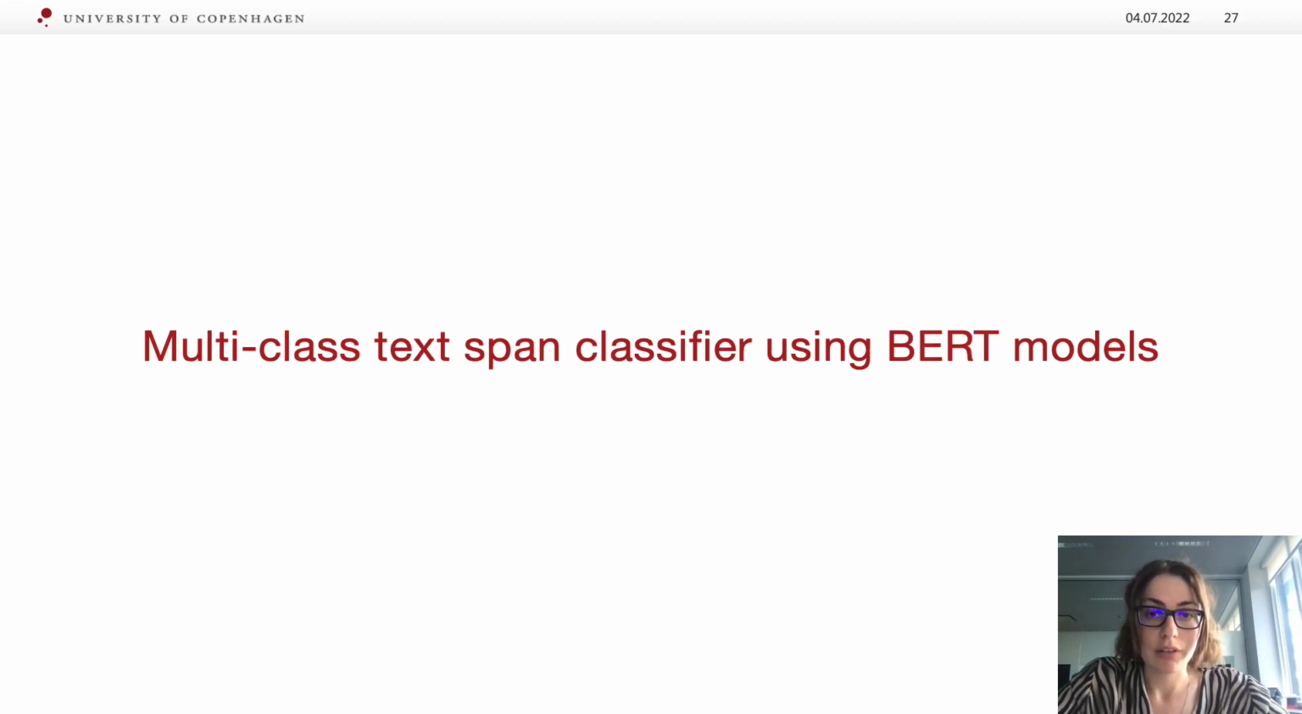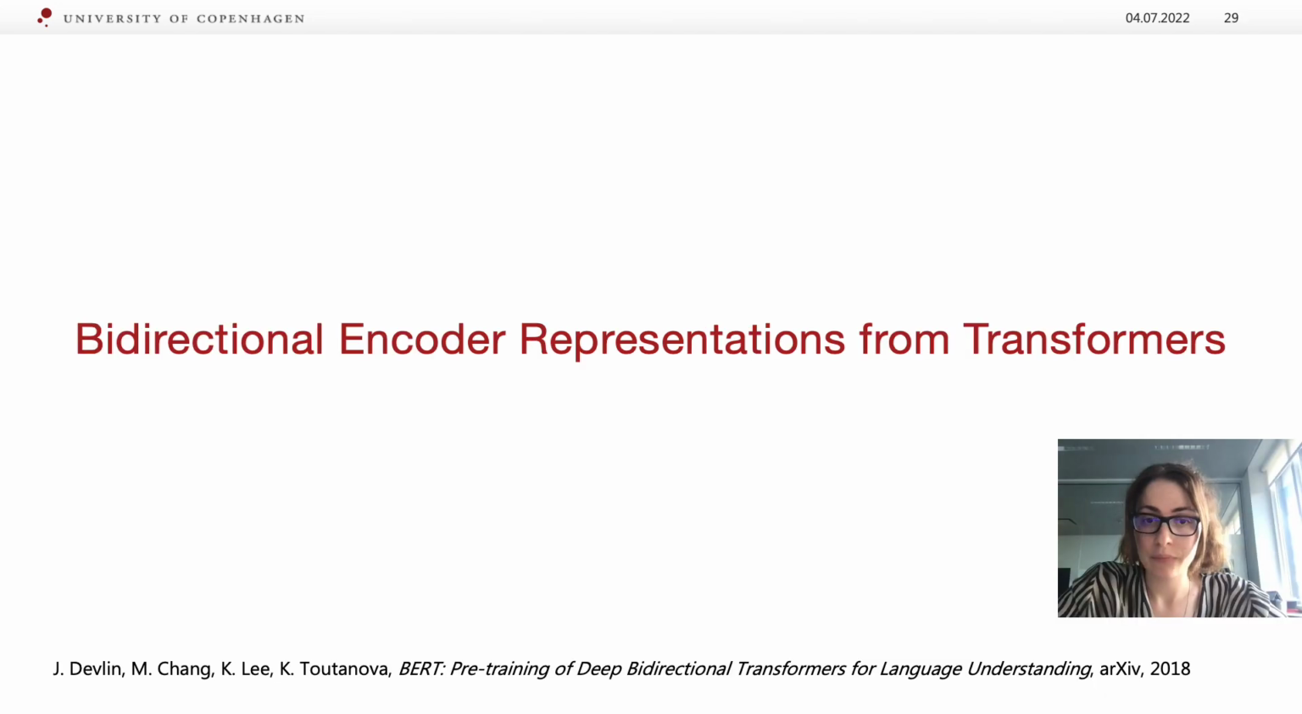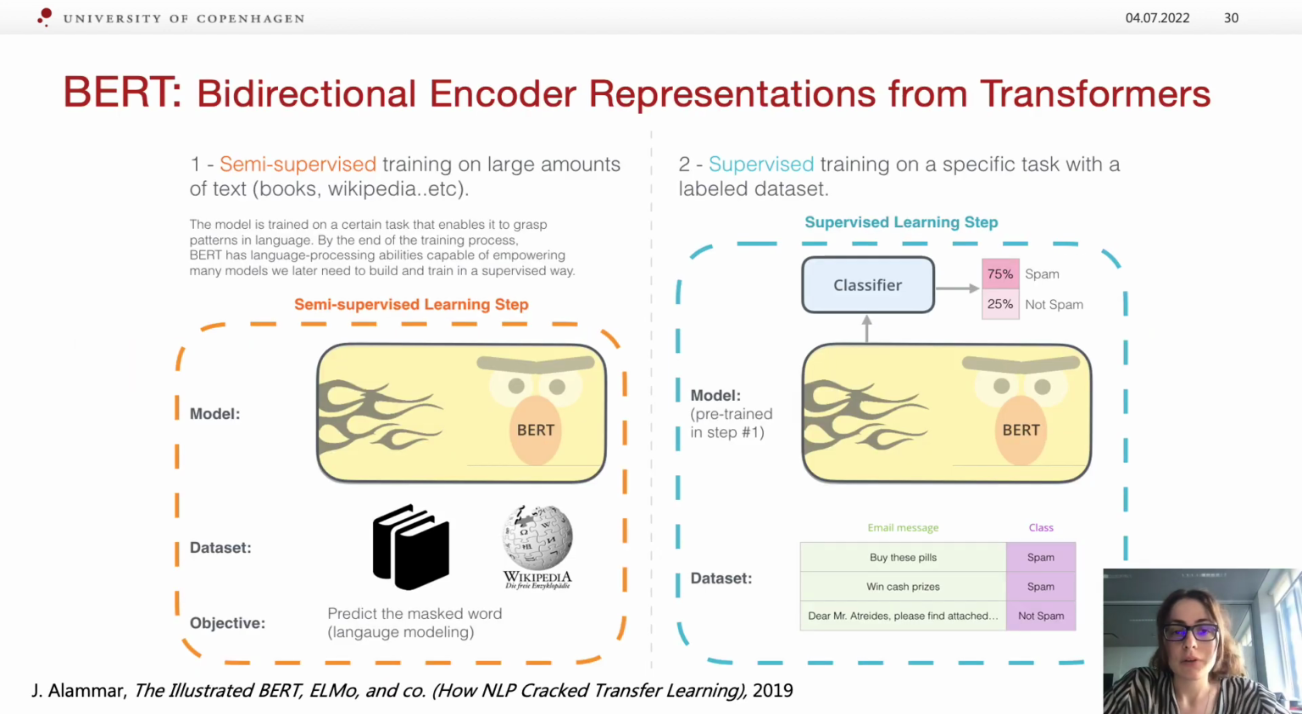What we have developed is a multi-class text span classifier based on BERT models. But what is actually BERT? Again, if you're working in NLP in the past few years, you've probably heard a lot about BERT. BERT stands for Bidirectional Encoder Representations from Transformers, and it's a deep learning model that is very commonly used in NLP and also biomedical NLP in the past few years.